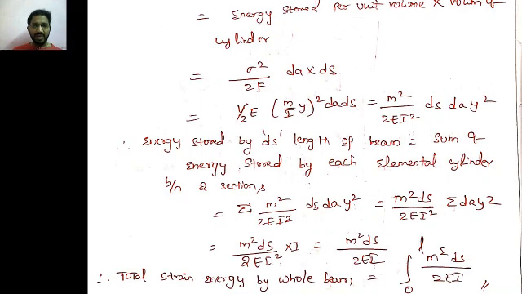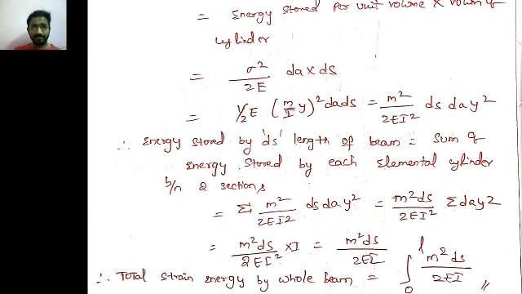When you apply the summation of dA into y square, what happens? The product of elemental area and the square of the neutral axis distance gives the moment of inertia. You already know from engineering mechanics that the summation of dA into y square gives the moment of inertia. So M square ds by 2EI square into I, with I cancelled, gives M square into ds by 2EI.